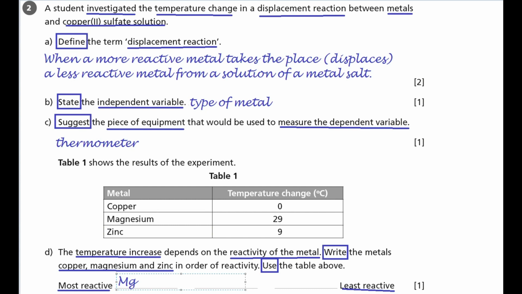And you can see here, I've put the formula for magnesium, the symbol that you would find on the periodic table. You don't have to do this. I'm just doing this as shorthand. And if you're not sure of the symbol, check the periodic table or just write the whole word. That's absolutely fine. The next highest temperature change is zinc. So therefore the next metal is zinc. And I'm going to actually just write the word zinc, and that's fine. It doesn't matter that I've mixed up the symbols and the words, I will still get the mark. And the least reactive from this table is copper. And indeed, it didn't react at all because there was no temperature change.